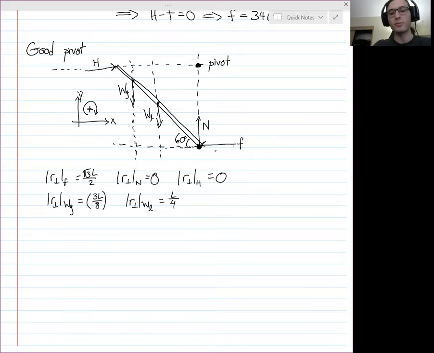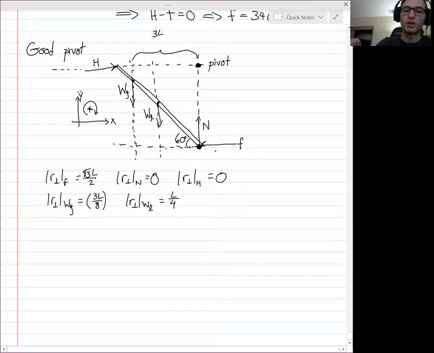And then the weights, well, they actually take a little bit of work to do. So we want to find this distance here. That's 3L over 4 times the cosine of 60 degrees. So our perpendicular distance for the guy is, again, 3L over 8. And then the ladder's didn't change. That one doesn't change either because the horizontal distance is the same. So I think that was L over 4.